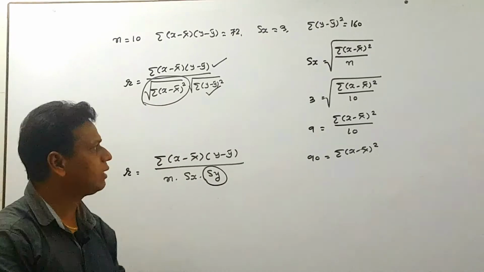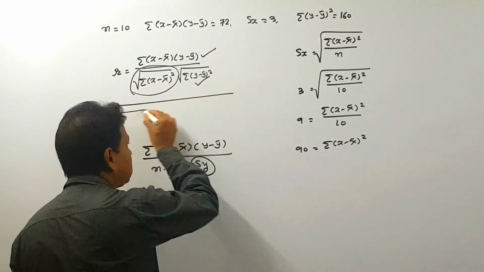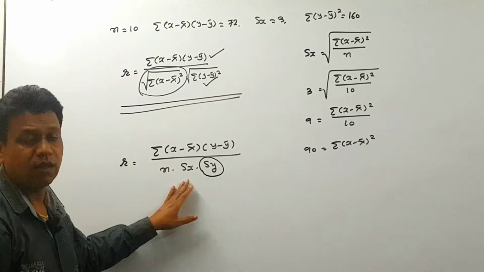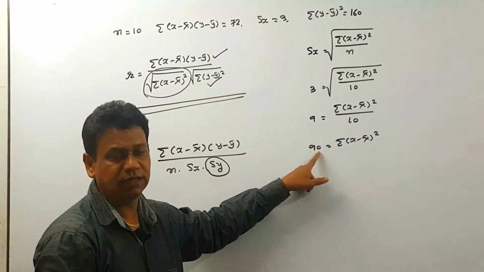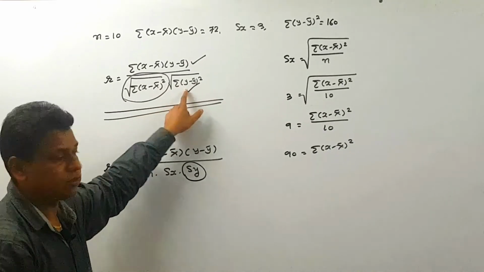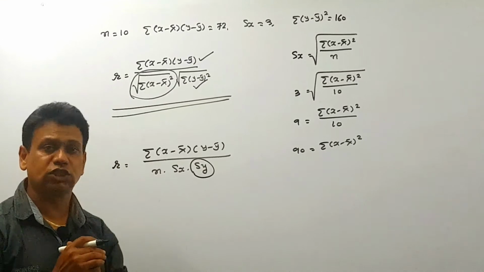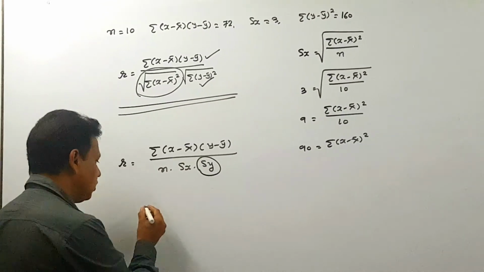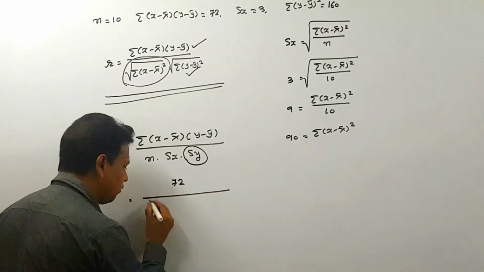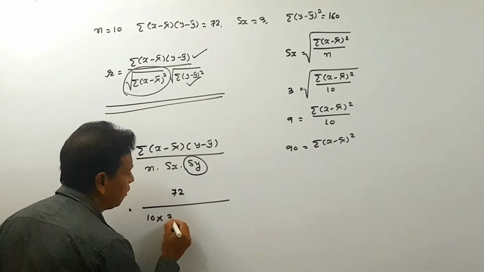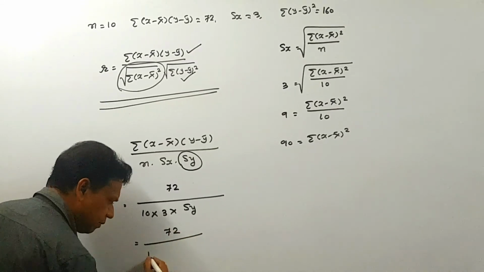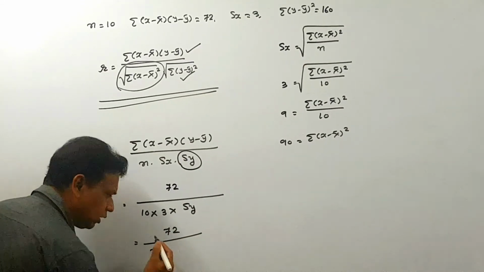This is the first way. But I do not suggest you use this method. Instead, I suggest this method. My dear friends, I would like to use this one formula, and I suggest you use it too. Now sum of x minus x bar, y minus y bar is 72. And we have 10 into Sx, which is 3, but we don't have Sy. So here 72 divided by 10 into 3, it is 30 into Sy.